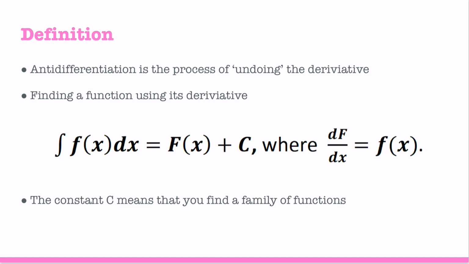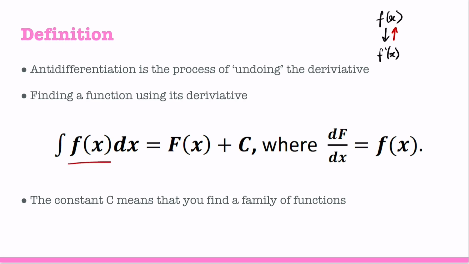So what is antidifferentiation? Antidifferentiation is simply the process of undoing the derivative. So it is the opposite to differentiation. Usually what we have is an original function, and when we derive it, we go to the derivative function. So antidifferentiation is just literally the opposite. The difference is, though, we do notate it a little bit differently.